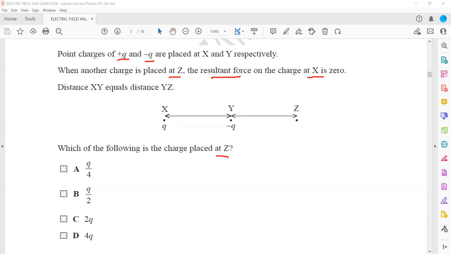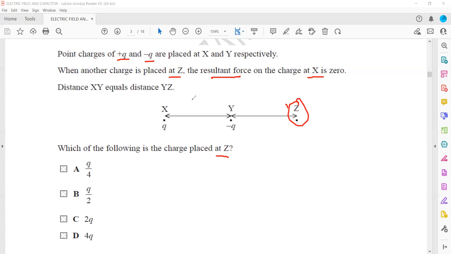As in the beginning, we have point charges. One is a point charge plus Q, another one is minus Q, and they are placed at X and Y. And there is another charge placed here. The resultant force on the charge at X is 0. So there is a force, but the resultant force is 0.